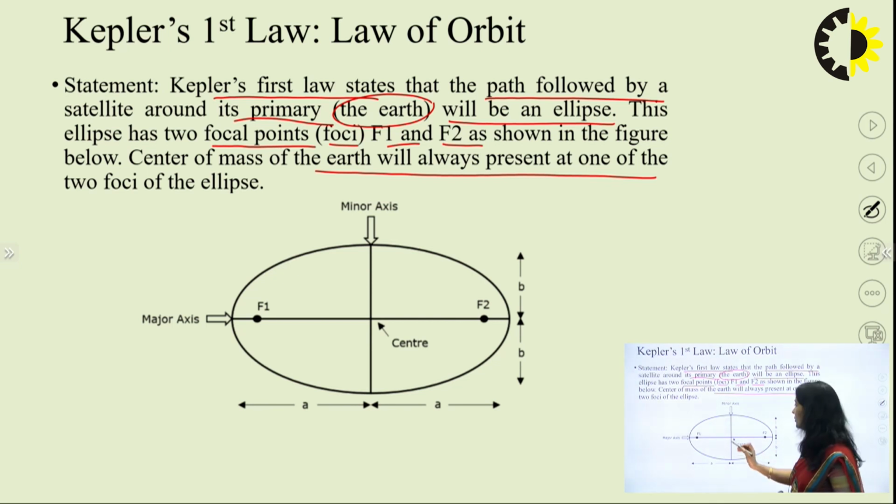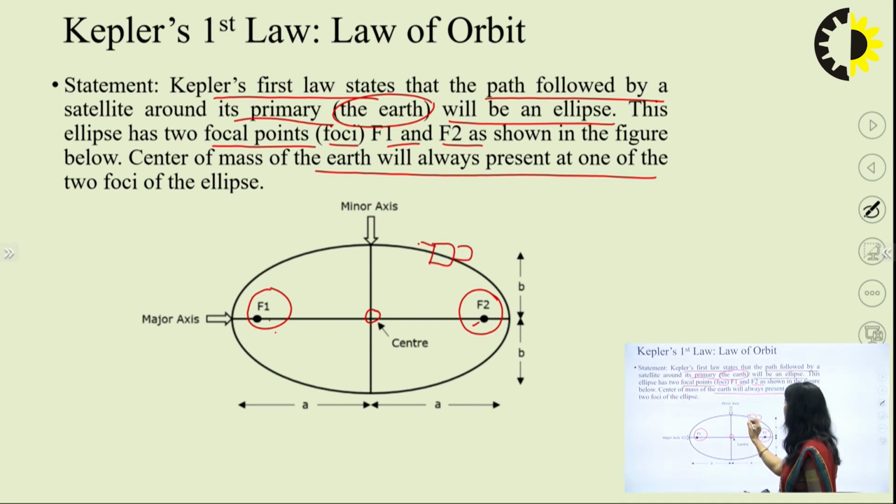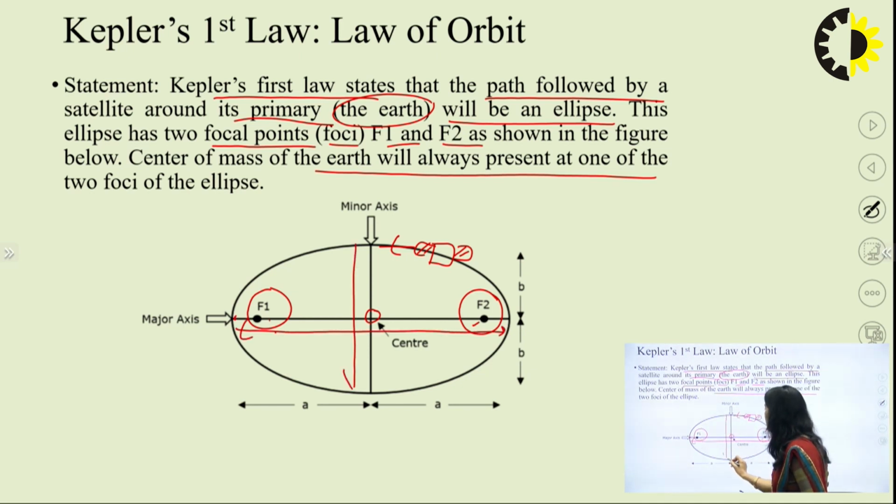Here we can see that this ellipse has two foci, one is F1 and the second is F2, and this is the center of the ellipse. So the Earth will be located at either F1 or F2, any one focus of this ellipse. Let's say our Earth is located at this point and our satellite will be revolving around the Earth in this elliptical orbit. We all know that an ellipse has two axes, one is the major axis and the other is the minor axis. So this is the major axis and this is the minor axis.